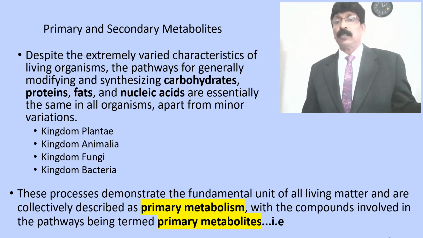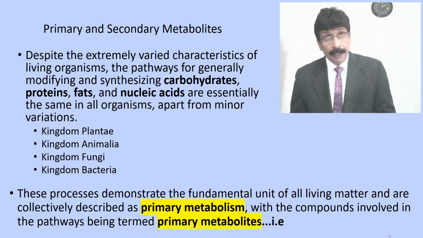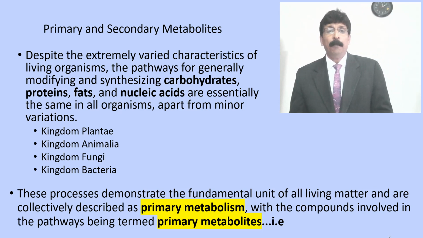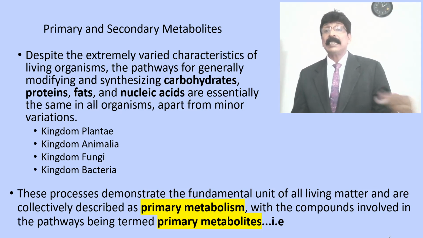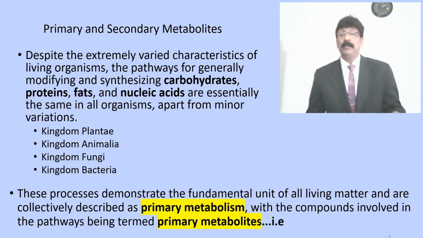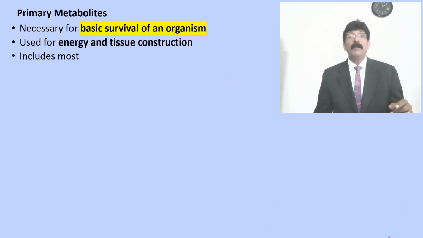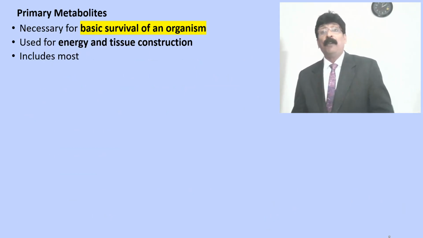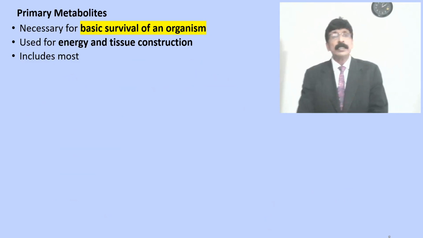In plants, photosynthesis, with the compounds involved in the pathway being termed primary metabolites. Glycolysis, the citric acid cycle, photosynthesis and lipid metabolism are all called primary metabolism for survival. The products which are obtained from them are responsible for their metabolism. Products which are obtained from them are called primary metabolites. So primary metabolites are necessary for the basic survival of an organism. This point every student should know. What is it used for?